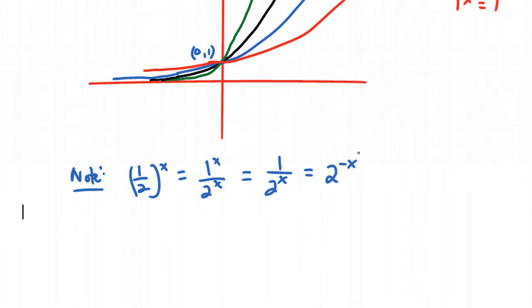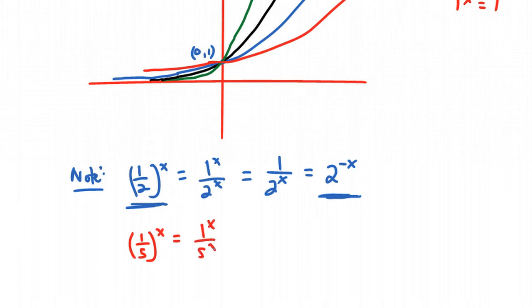So I want to point out 2 to the negative x really is the same thing as 1/2 to the x. We could do a similar thing. Let's try it for 1/5 to the x. It's the same thing as 1 to the x over 5 to the x, and that would be 1 over 5 to the x, which is the same thing as 5 to the negative x. So if you see something like 2 to the negative x, you might think, does that really have this form a to the x? Well, yeah, it does, but the a would be 1/2, because 2 to the negative x is like 1/2 to the x. So this has that form a to the x. Same thing, 5 to the negative x is the same thing as 1/5 to the x.